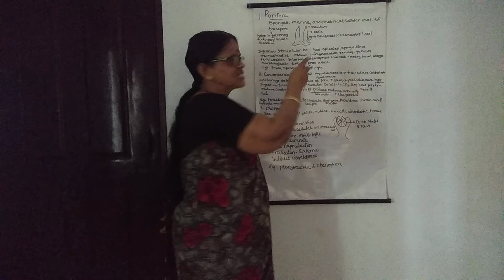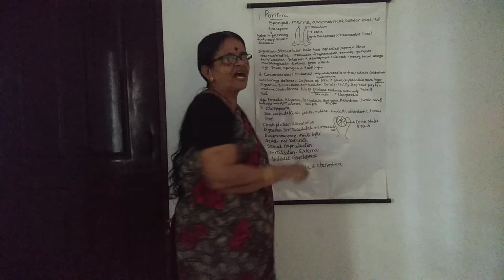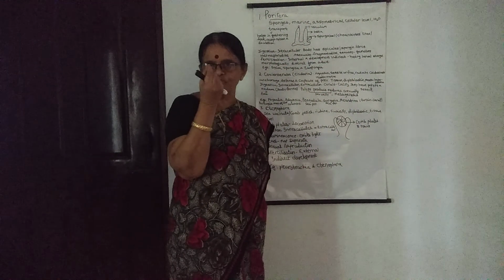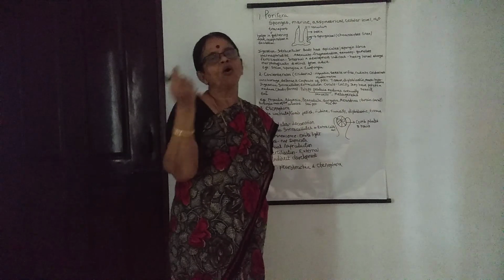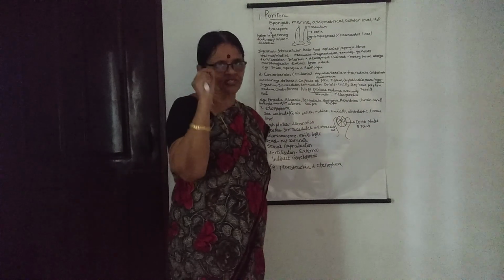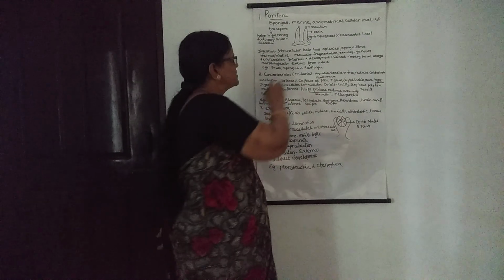Their digestion is intracellular, that means it is taking place inside the cells. Then their body has spicules, that means on the body they have small projections. They are called either spicules or spongin fibers. So they have small spicules or they have spongin fibers.